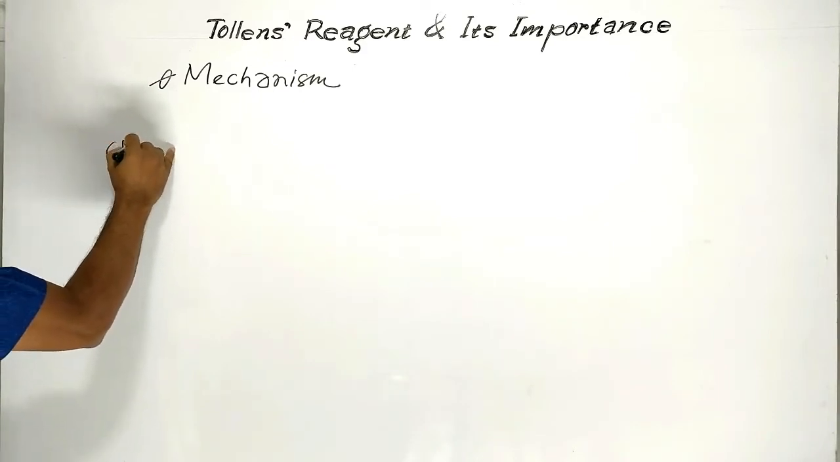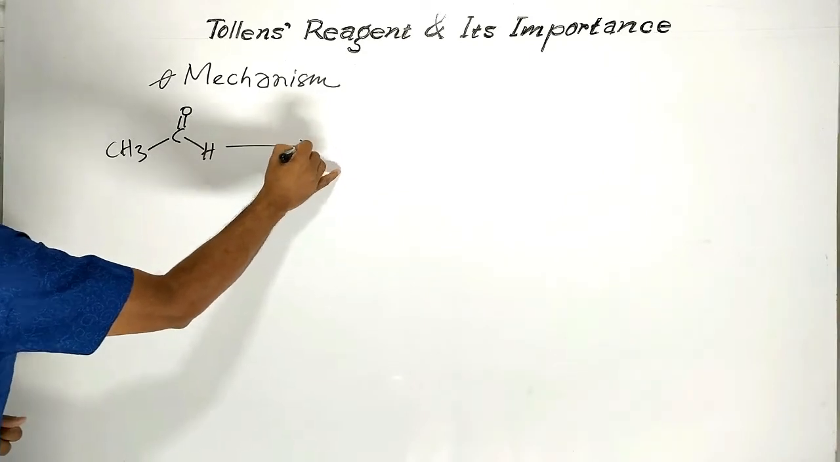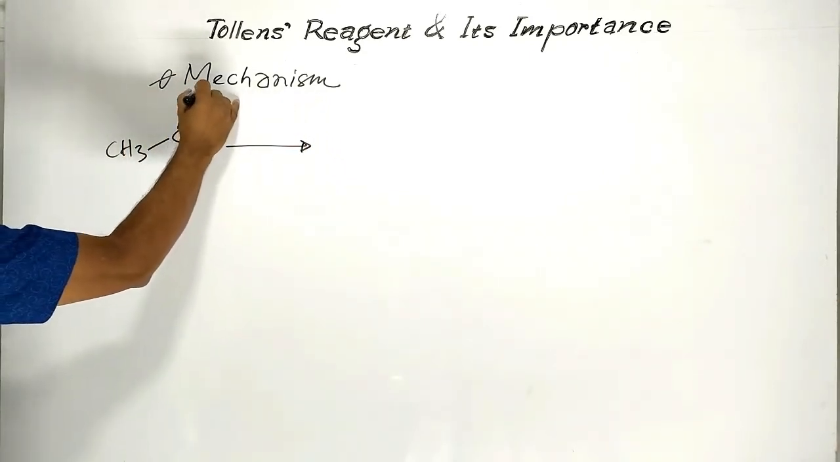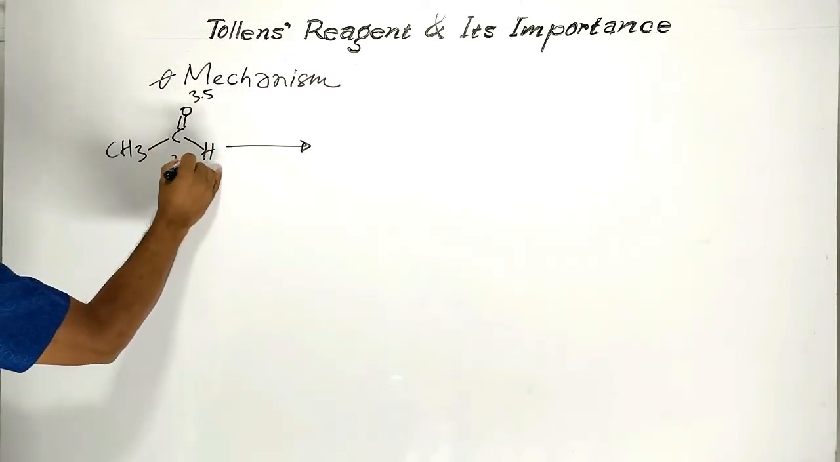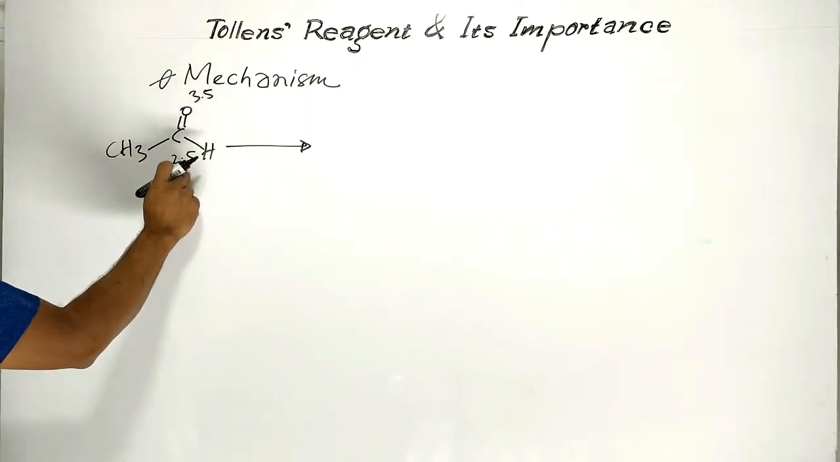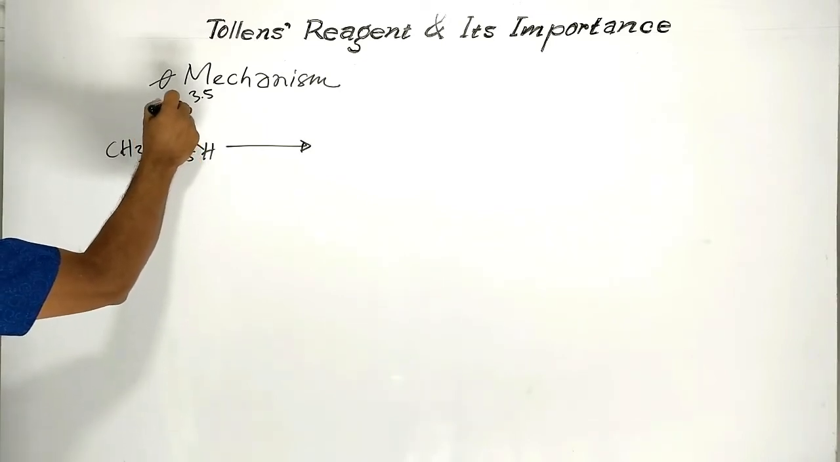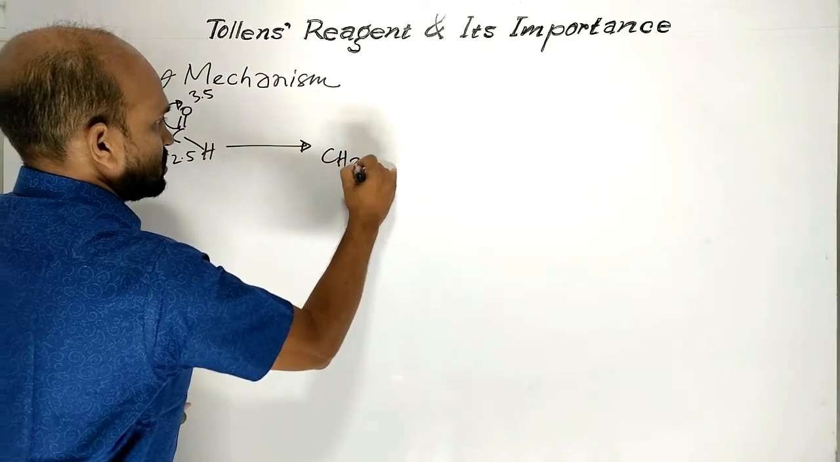Aldehyde, suppose ethanal. Here the electronegativity of oxygen is 3.5, whereas carbon is 2.5. Because of the high difference in electronegativity between carbon and oxygen, the pi bonded electrons move towards oxygen, and as a result this is formed.